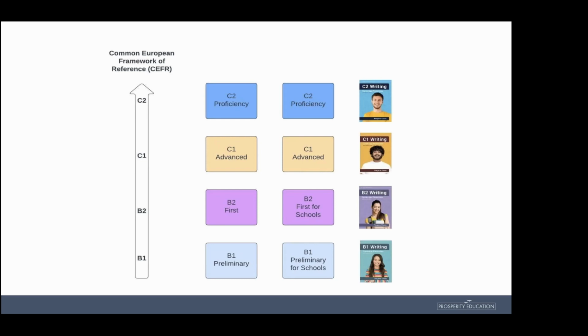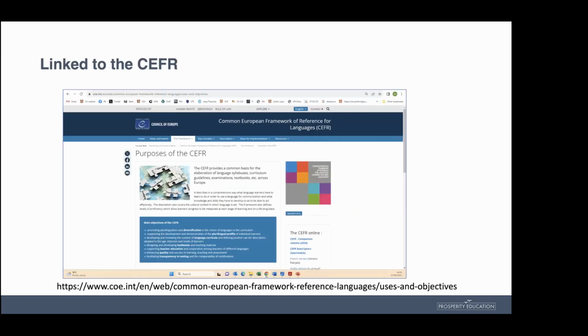And the books in the Cambridge Masterclass series relate to each of these levels. If you want to know more about the CEFR and to see what research has been carried out, the Council of Europe has a very informative website which might be interesting for you. You can see the link at the bottom of this slide here. There's a lot of really interesting material and links to other sites as well.